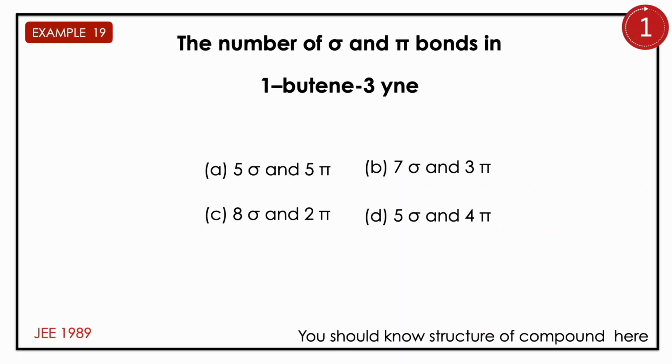Then the next example, the number of sigma and pi bonds in 1-butene-3-yne. A is 5 sigma and 5 pi bonds. B is 7 sigma, 3 pi bonds. C is 8 sigma, 2 pi bonds. D is 5 sigma and 4 pi bonds. Here you should know how to convert name into structure and hybridization.